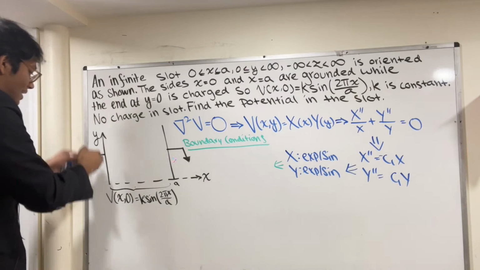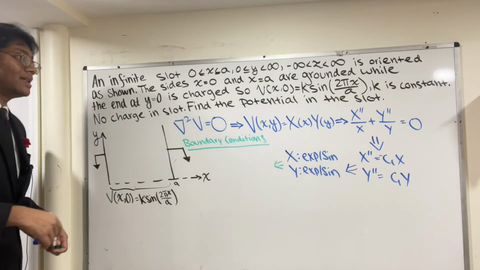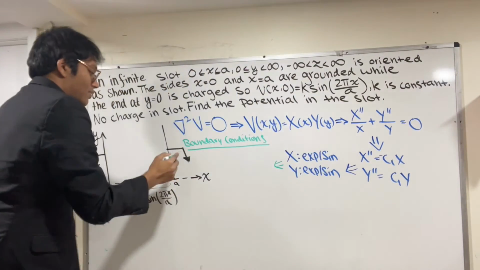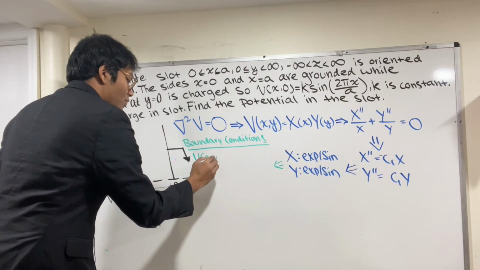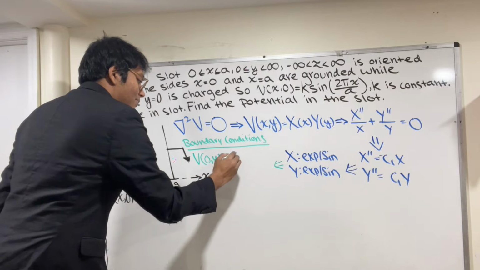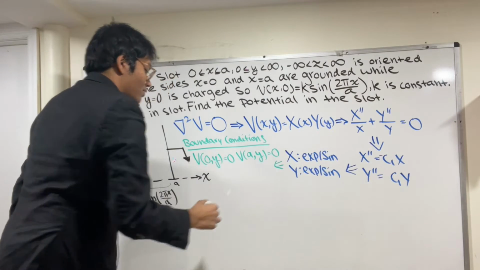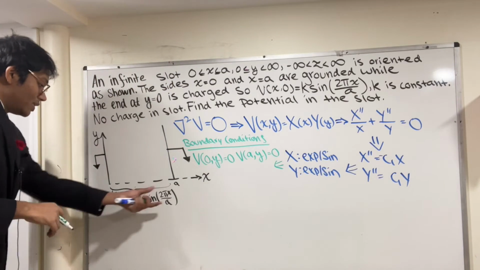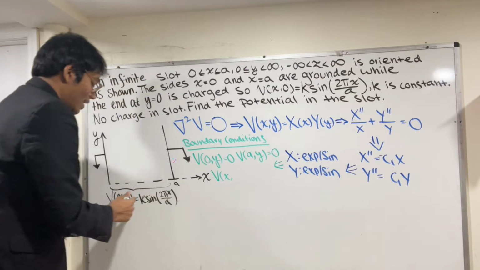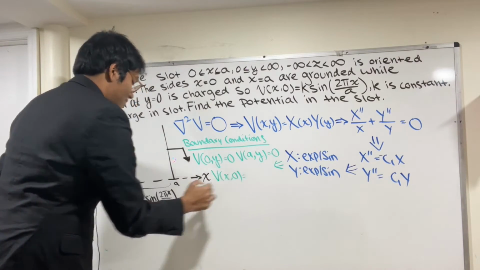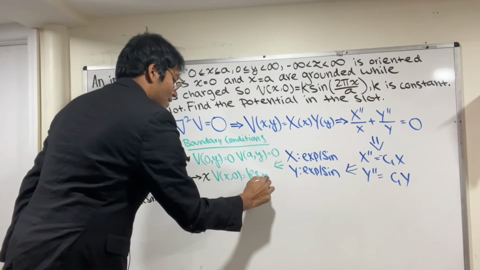Boundary conditions are that at these two plates, we have 0 electric potential because they're grounded, right? In other words, mathematically, the potential at x equals 0 and y equals whatever is 0, and the potential at x equals a and y equals whatever is also 0. We have more. We know that the potential at this bottom lower plate, when y is 0 but x can be anything, is fixed at k sine 2 pi x over a.